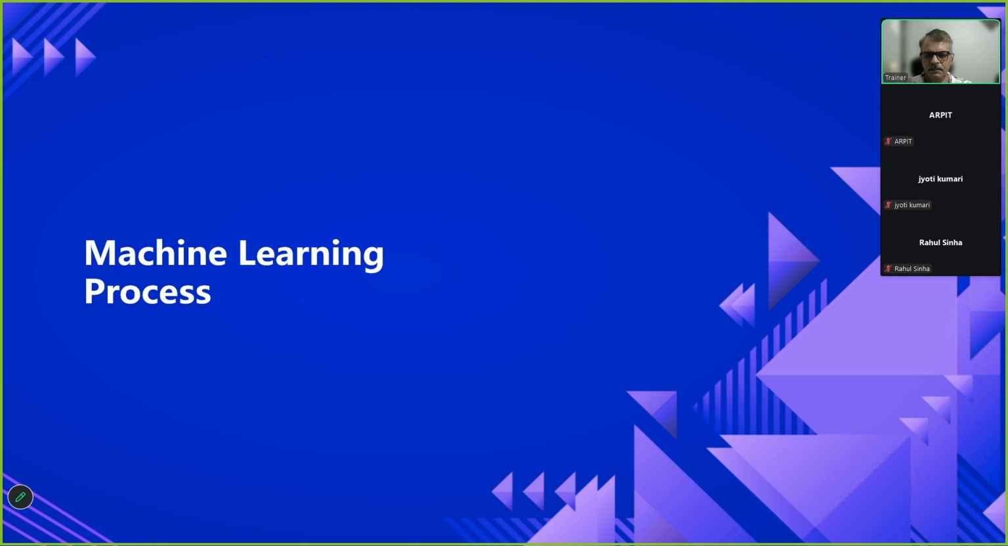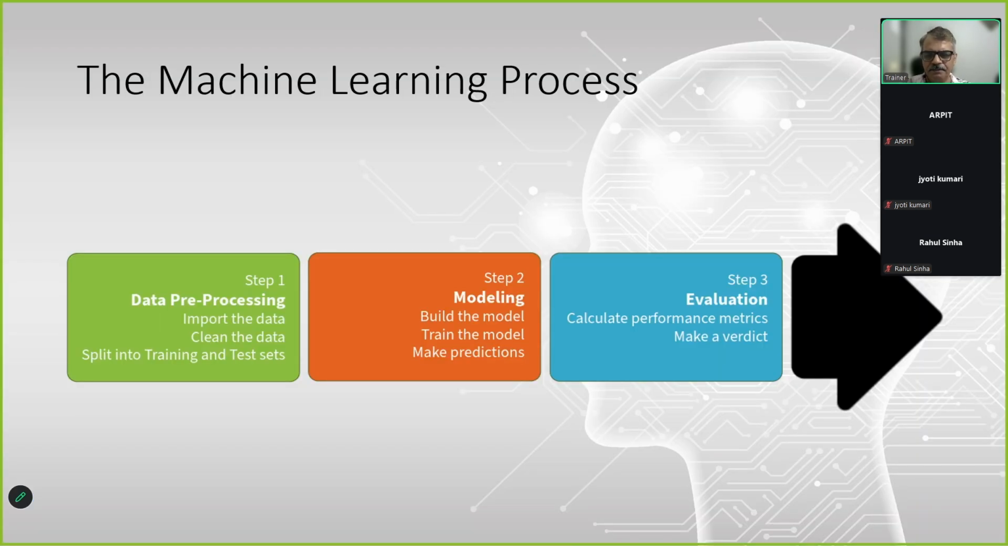Okay, so today we will talk about the machine learning process. There is a specific step-by-step process that we typically always follow when building machine learning models. So let's have a look at what this process entails. This process has three main steps.